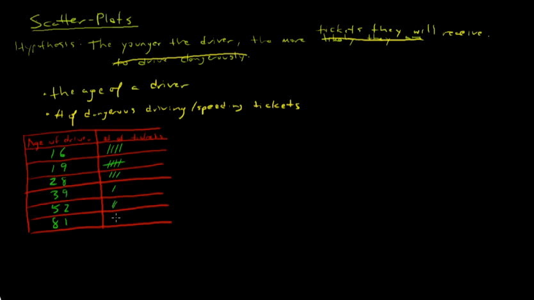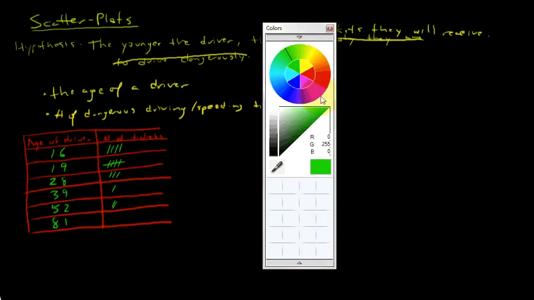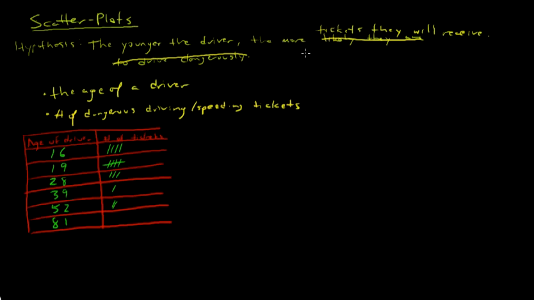Well, you may recall how to create a graph or how to create a scatter plot, but if you don't, let's take a little journey here. So we're going to create a scatter plot. So we create 2 axes. This is the x-axis right here, and this is the y-axis. We're not going to keep those names there because that's not what we're going to call them. What we're actually going to call them is the age of the driver and the number of tickets.